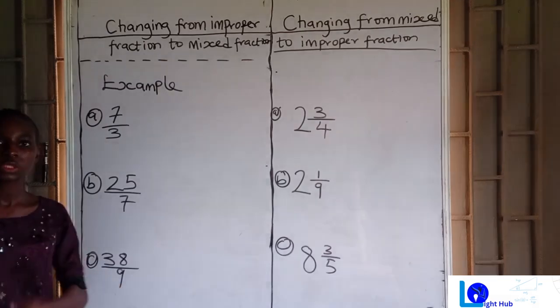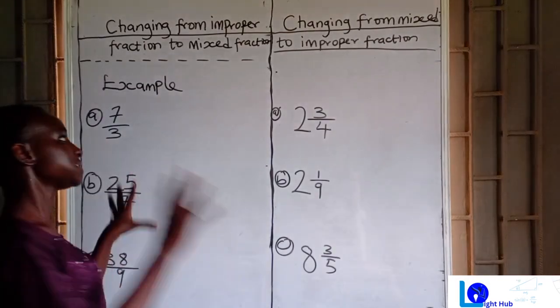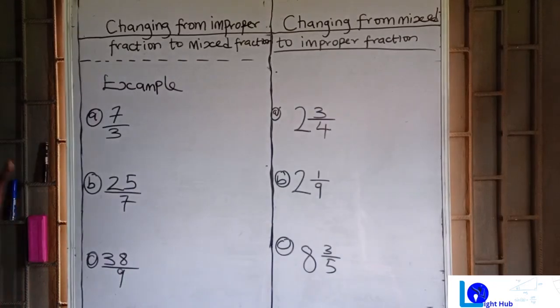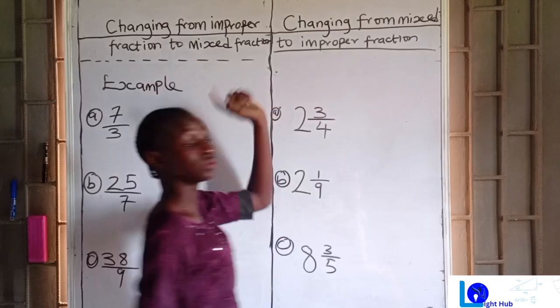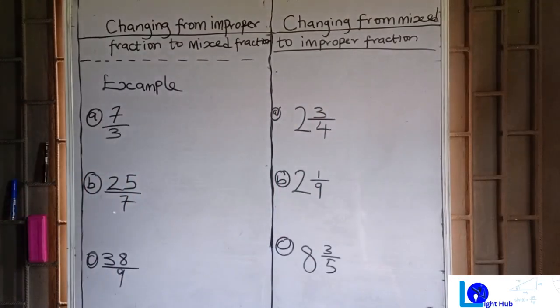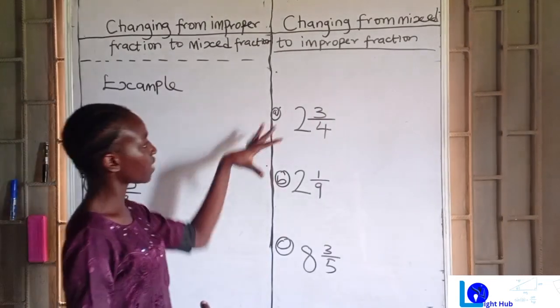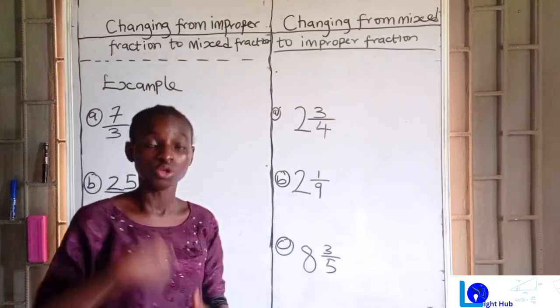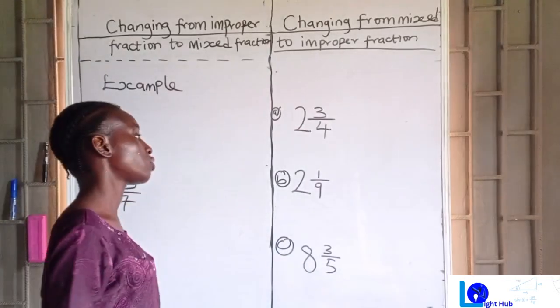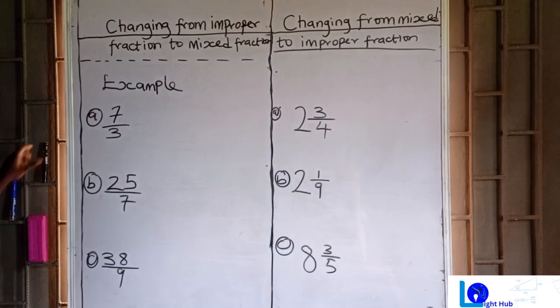So we move further to the next section of fraction. This is the next section of fraction, changing from improper fraction to mixed fraction, and also changing from mixed fraction to improper fraction. These questions are often asked. So when you are working, you find an improper fraction and you can't work with an improper fraction, you change it to mixed fraction, then you work with it. So this is how to do it.